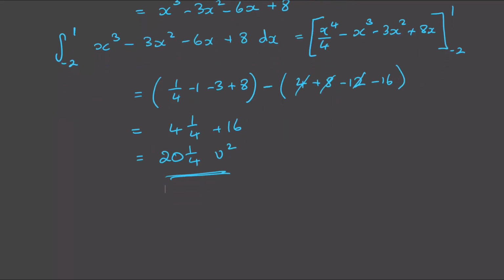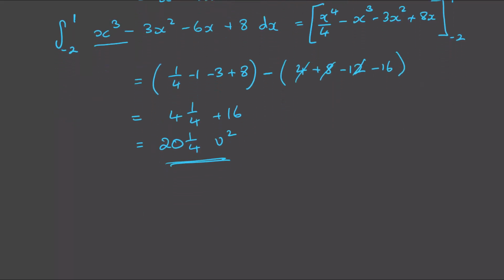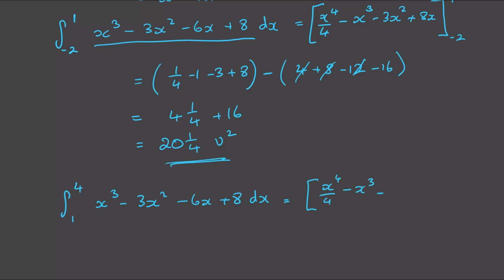Now, we don't need to reverse the function to do the g of x take away f of x. What we can do is just now do the integral between 1 and 4 of the same function and anticipate that it's going to give us a negative answer. And so it's exactly the same when we integrate it. x to the 4 over 4, take away x cubed, minus 3x squared plus 8x, this time evaluated between 1 and 4.